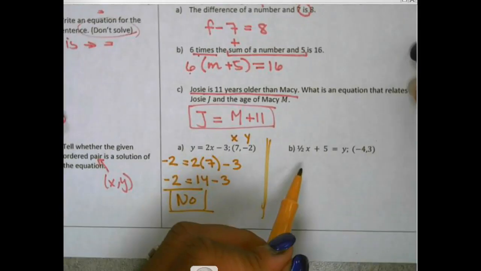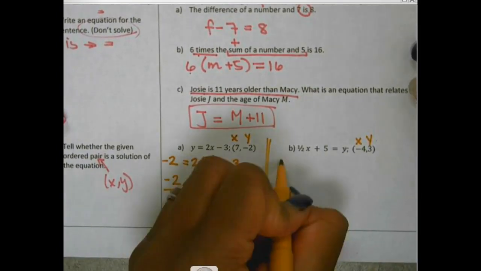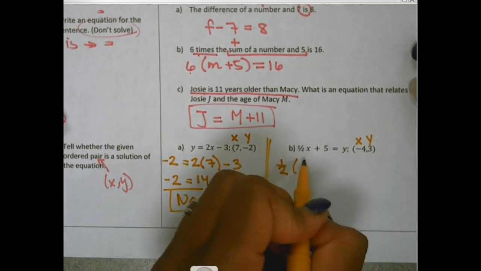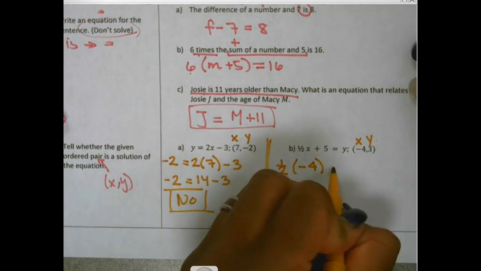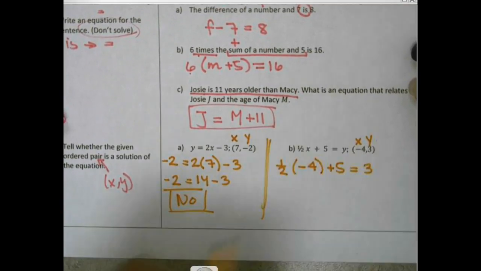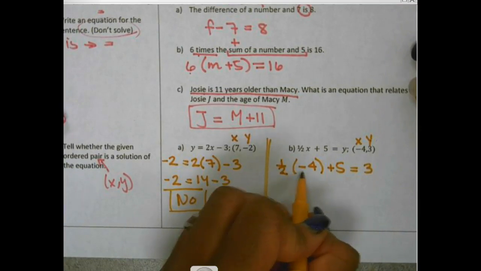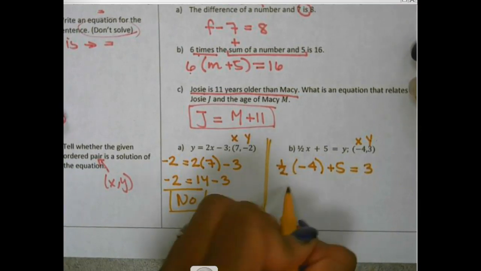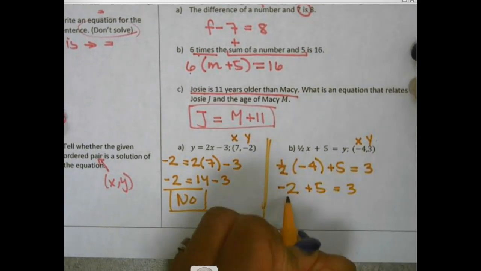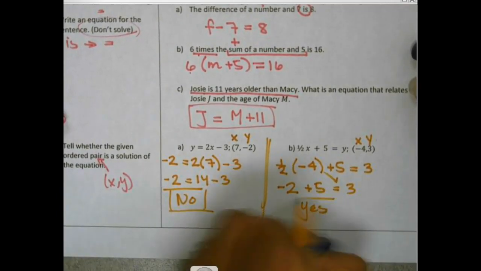Ooh, fraction action for us. Love it. First thing though, I want to label. Label first, always. So I have 1/2. It's a friendly fraction because I have 1 in the numerator, times x, which is negative 4, plus 5 equals, instead of y, I'm going to write 3. Friendly fraction means I just need to divide by 2. So negative 4 divided by 2, or half of 4, is 2. And it's negative, plus 5. Is negative 2 plus 5 3? Yes, it is. So it is a solution.